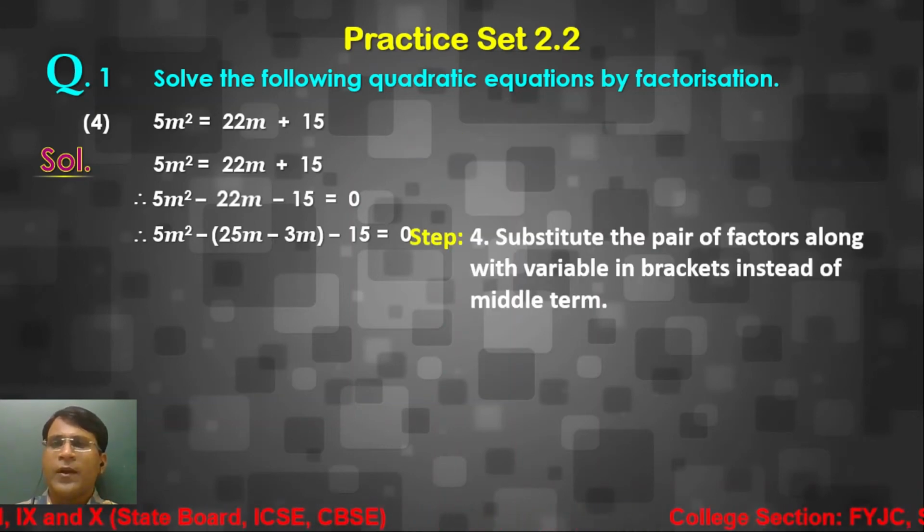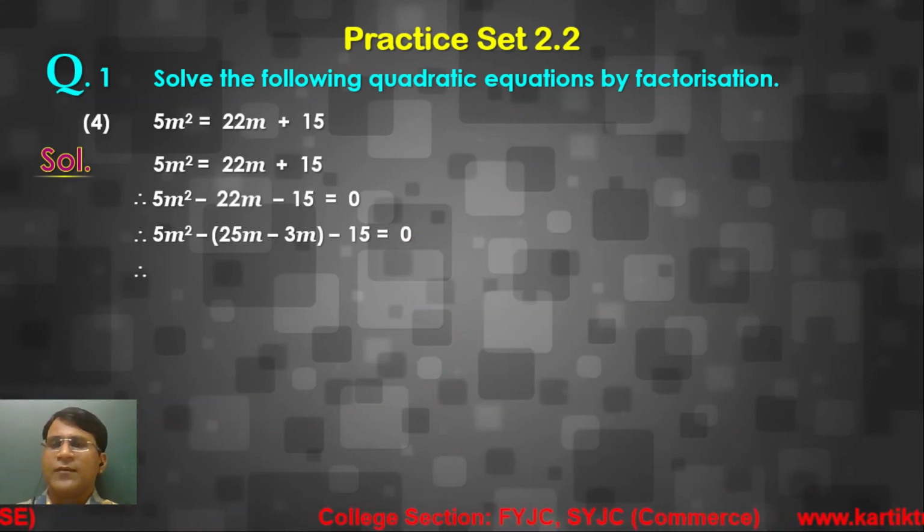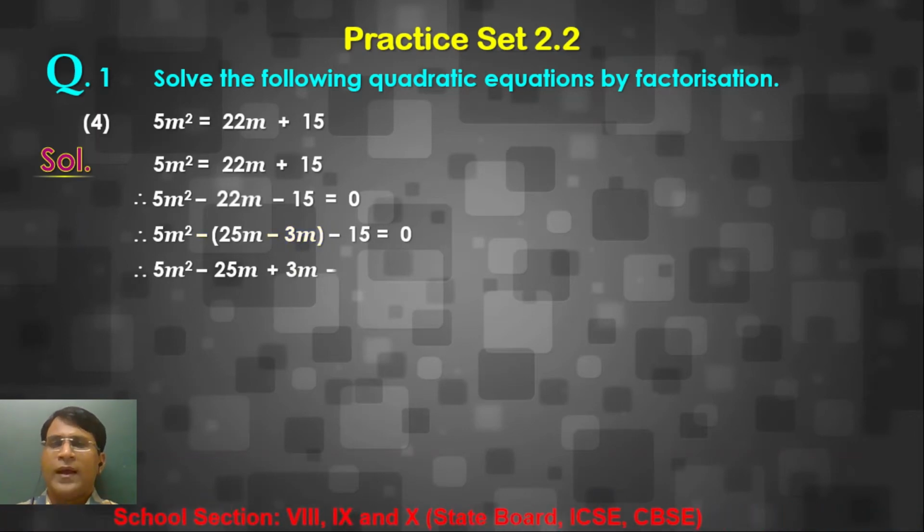Now outside the bracket, there is a minus sign. So we'll open the bracket. Now when you open the bracket and if the sign is negative before the bracket, remember the sign gets changed. So minus into plus 25m will become minus 25m and minus into minus 3m will become plus 3m minus 15.